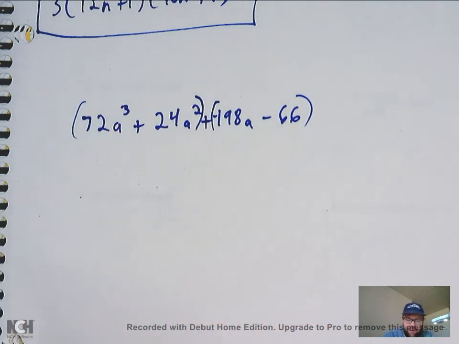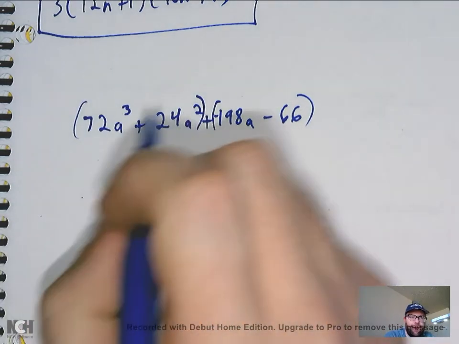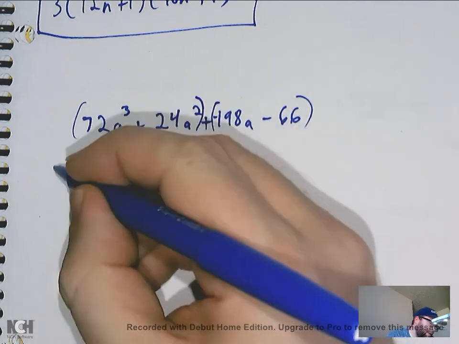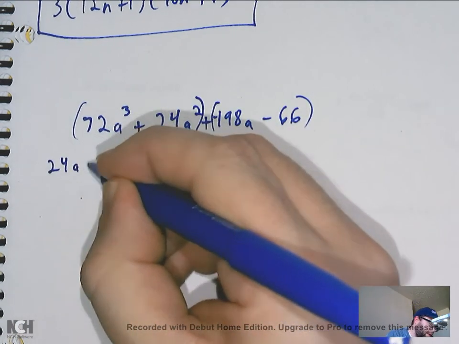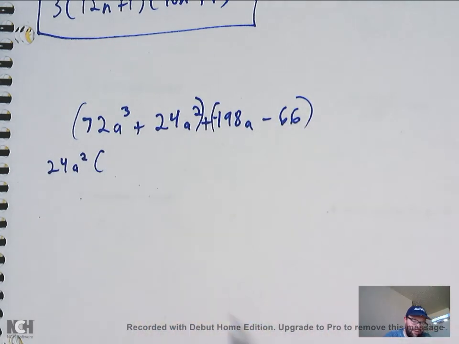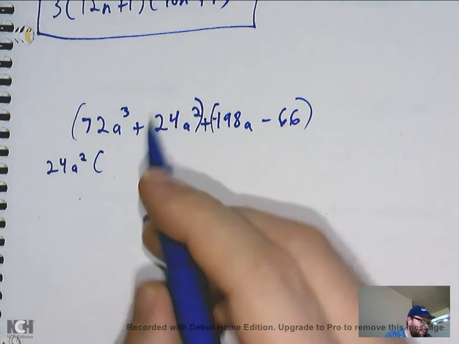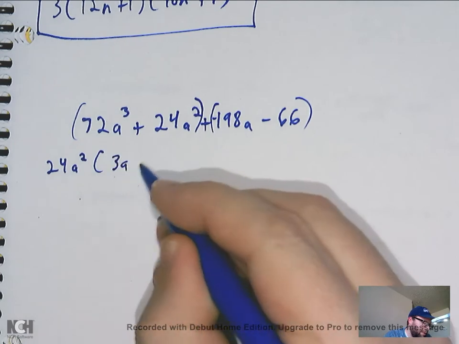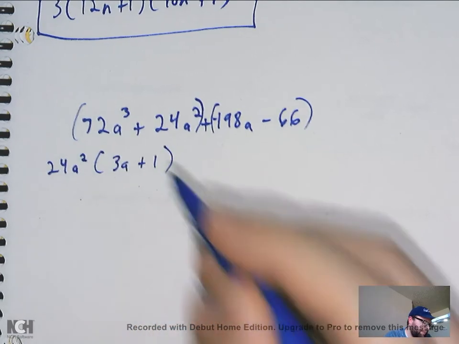So 24, 72, does 72 get divided by 24? It does. So I can take out a 24 out of both of those. 24a squared. So I have 24a squared being factored out of there. And then 24 goes in 72 3 times, so I'll be left with 3a and then plus 1.